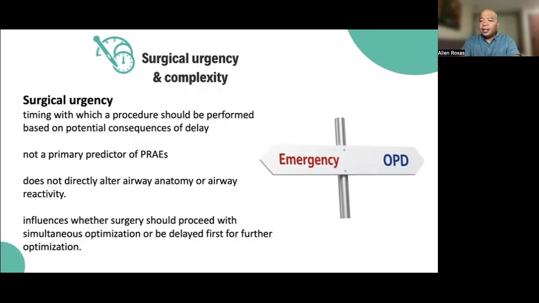So, surgical urgency is not a primary predictor of PRAEs. It does not directly alter the airway anatomy or airway hyperreactivity, but rather it influences whether surgery should proceed with concurrent optimization or be delayed for further optimization. So the same child with the same respiratory condition may receive completely different recommendations depending on whether the procedure is emergent, urgent, time sensitive, or elective. So the distinction is critical.